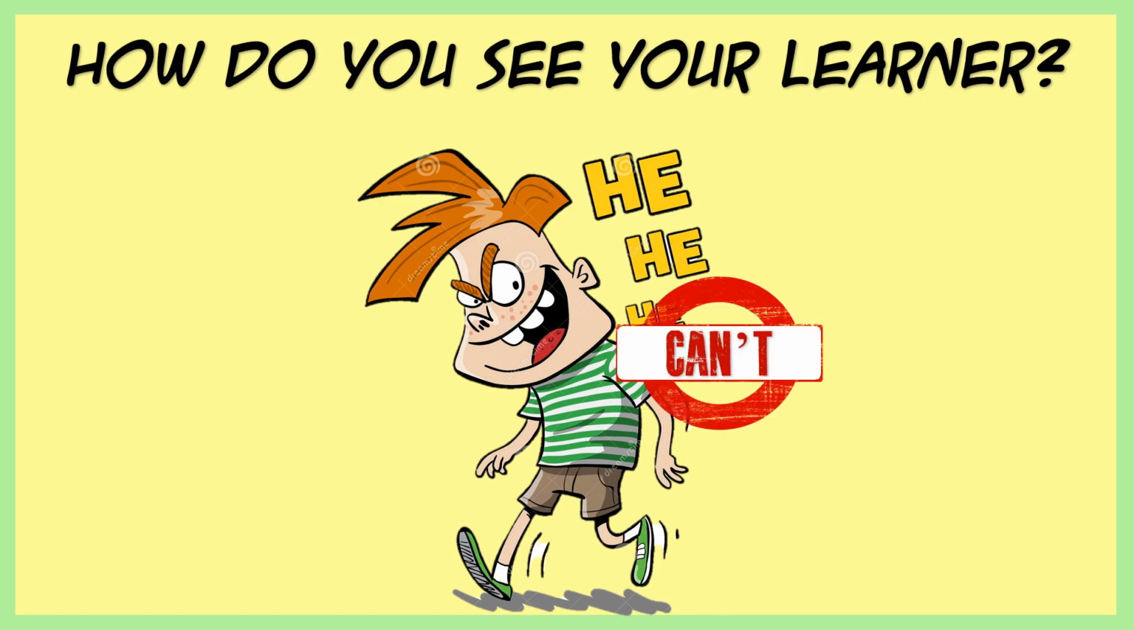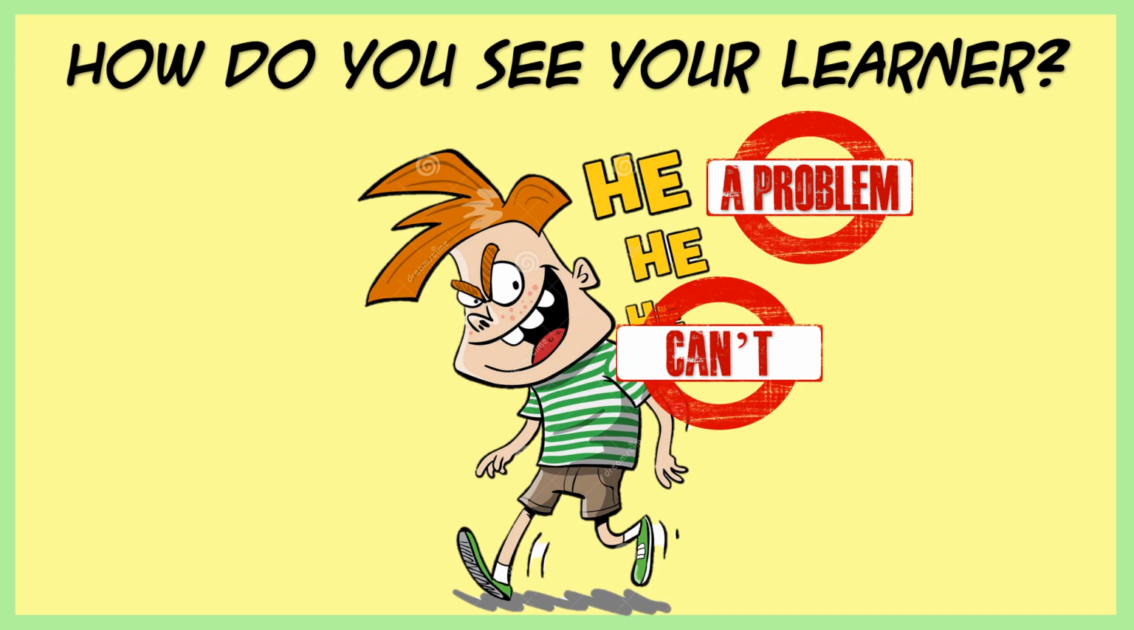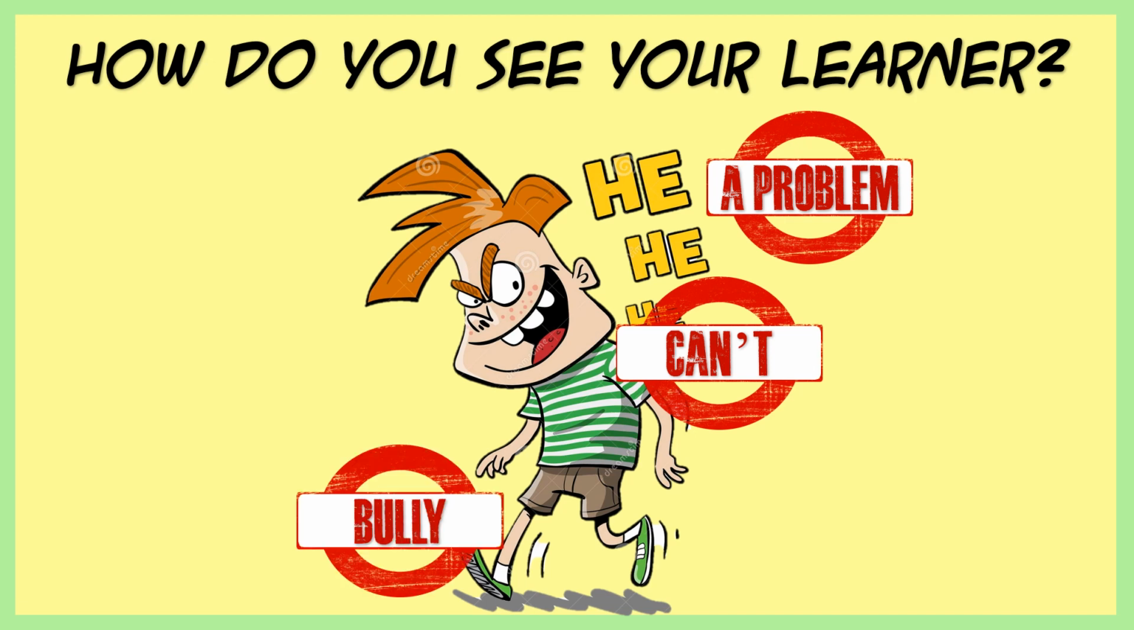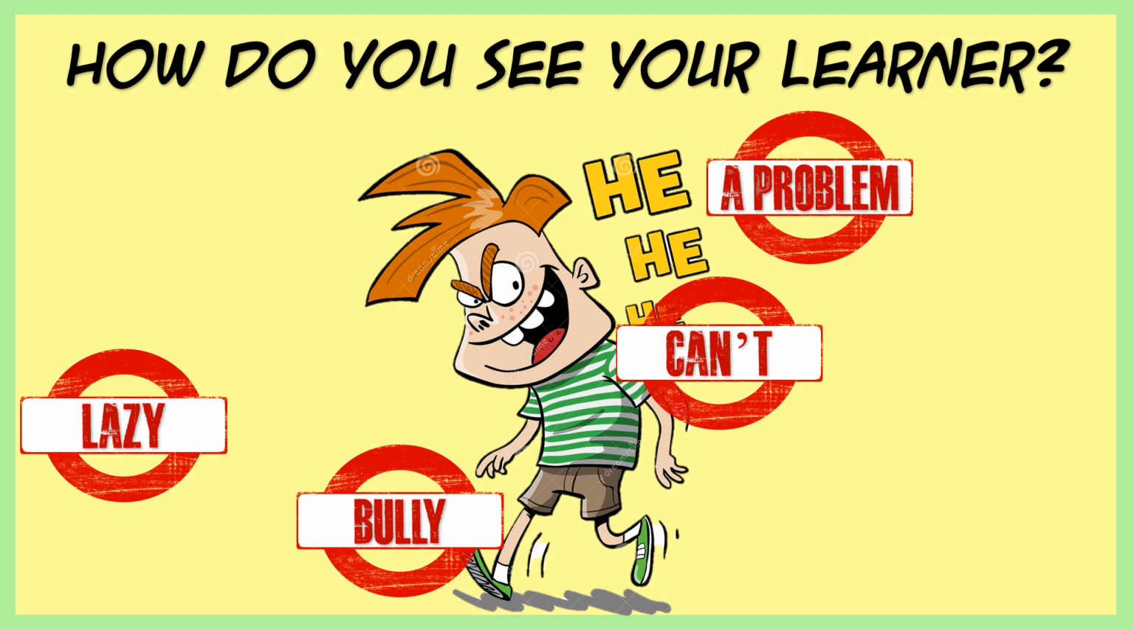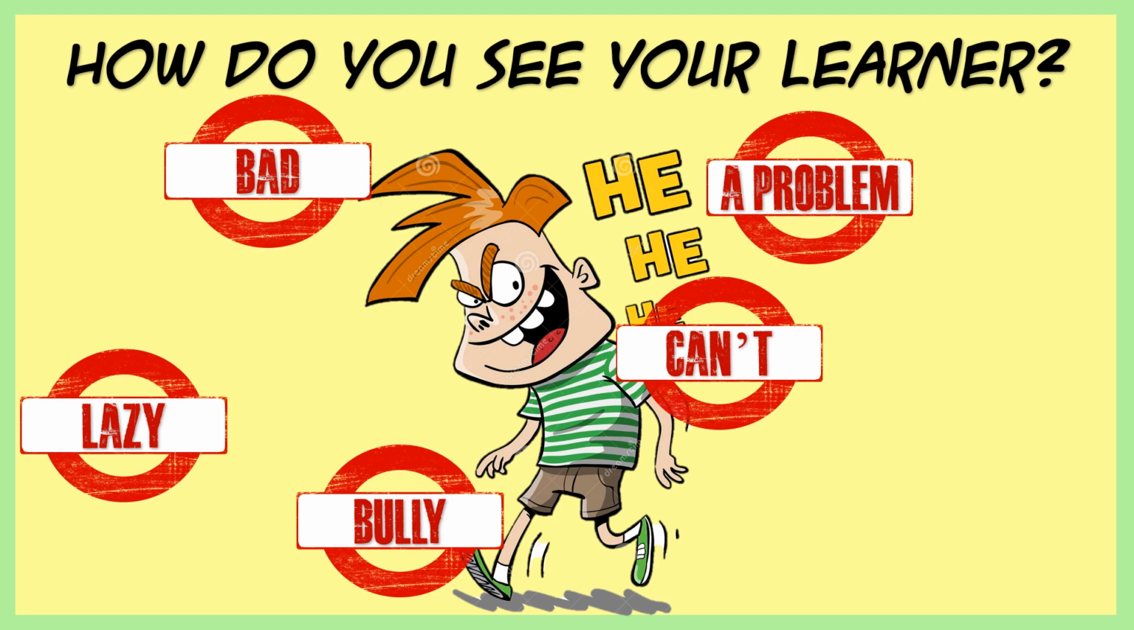We might say, this child can't. He can't read. He can't sit still. He can't listen. We might say, this child is a problem. This child has a problem. This child causes problems. This child is a bully. Oh, he or she is lazy. They don't want to work. He or she is just bad.